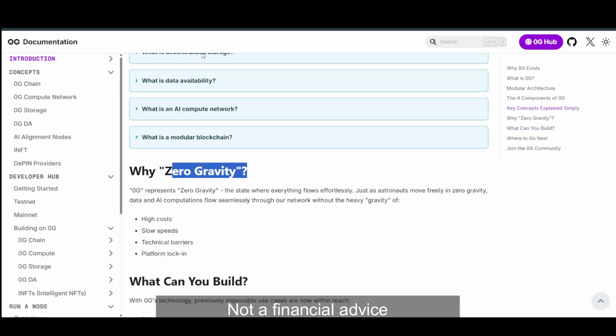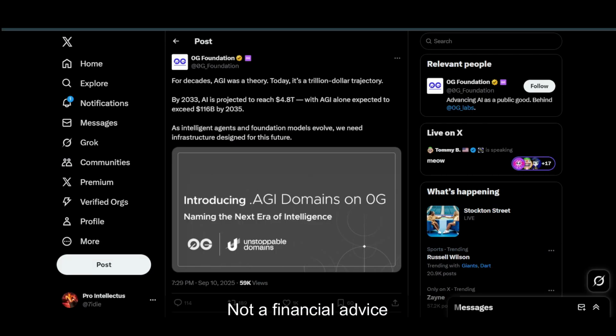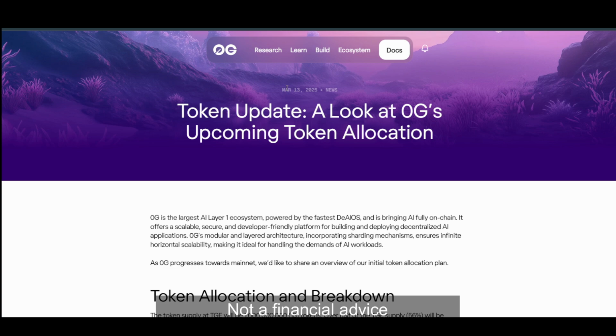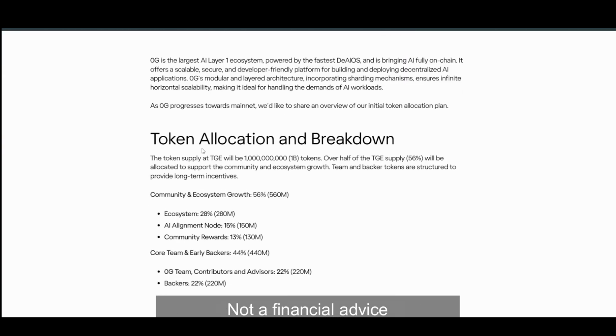Now, in terms of the token itself, it is fairly easy to understand. I couldn't find the exact source of the tokenomics. I did find the article, but it is a bit older. This is the article from March of 2025, where they updated the tokenomics. So basically, the token supply at launch will be 1 billion, and 56% will be allocated to support the community and ecosystem growth.